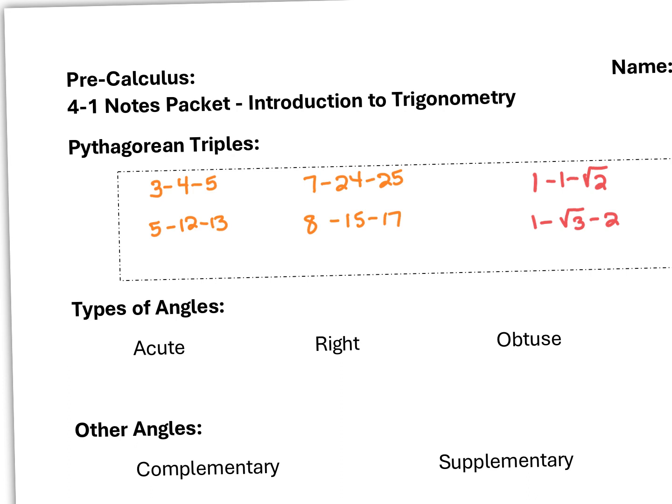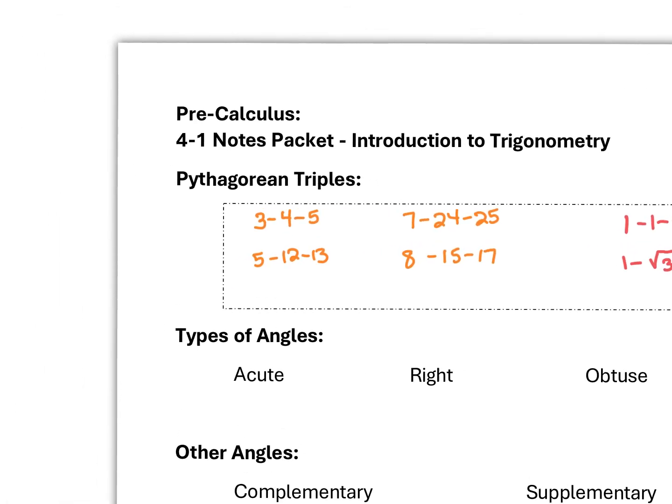Pythagorean triples, if you can get these memorized, are a time saver. They save you a little bit of time, effort, and energy. The first two numbers are the lengths of the legs of a right triangle. The last number in every set is always the largest, so that represents the hypotenuse. So here's how you use these.